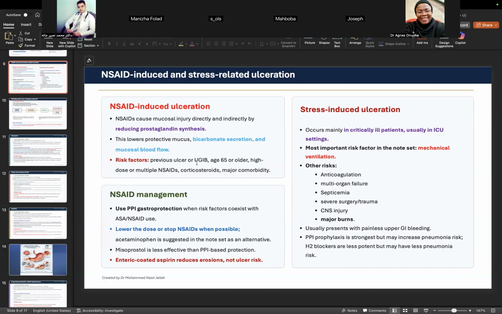Risk factors: previous ulcer, upper GI bleeding, age more than 65 or older, high dose of non-steroid or multiple non-steroid, steroid, major comorbids. Non-steroid, always we try to stop it unless for some reason the patient cannot stop it. In that case, we can just go ahead and continue our PPI. So lower the dose or stop the non-steroid when possible. Again, acetaminophen, we can always change it to that.